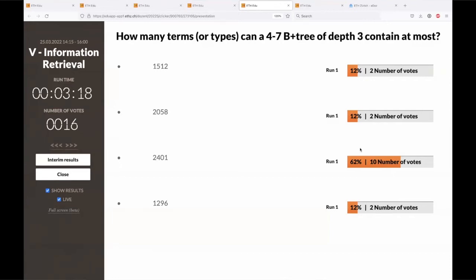So anybody who answered 2058? Do we have anybody who answered 2058 and who would like to explain? Let me give you a bit of courage. That's actually the correct answer. Go ahead, I'm listening. Okay, we have someone here in the class.